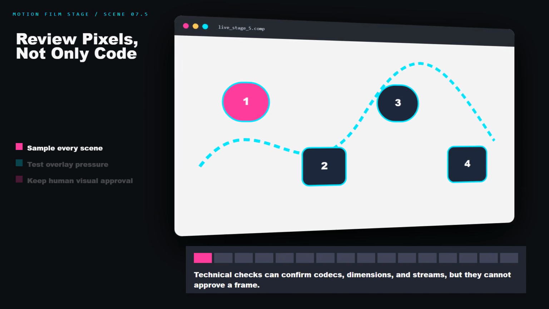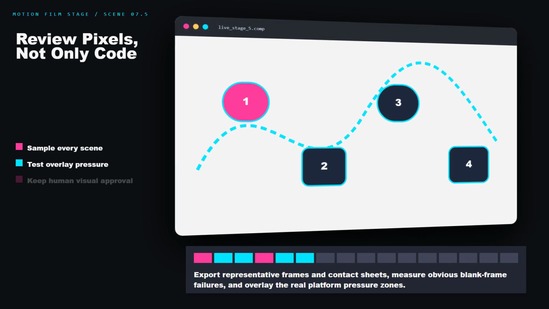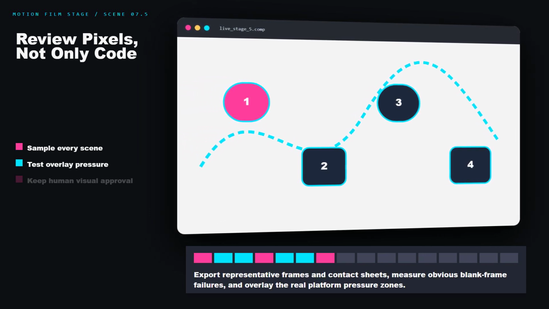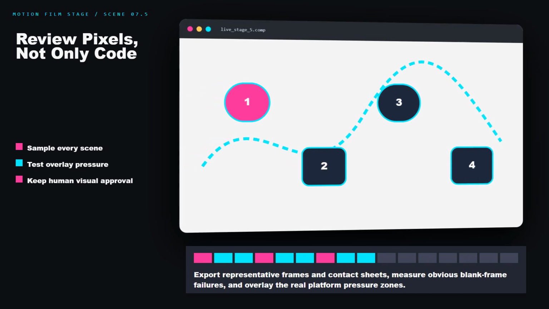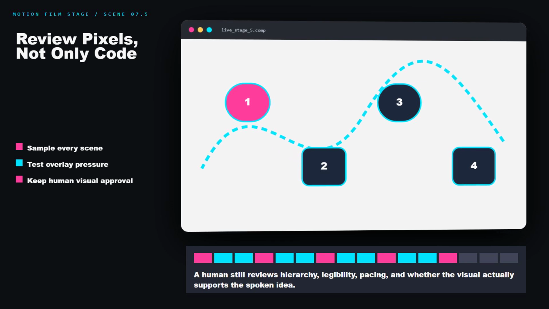Technical checks can confirm codecs, dimensions, and streams, but they cannot approve a frame. Export representative frames and contact sheets, measure obvious blank frame failures, and overlay the real platform pressure zones. A human still reviews hierarchy, legibility, pacing, and whether the visual actually supports the spoken idea.